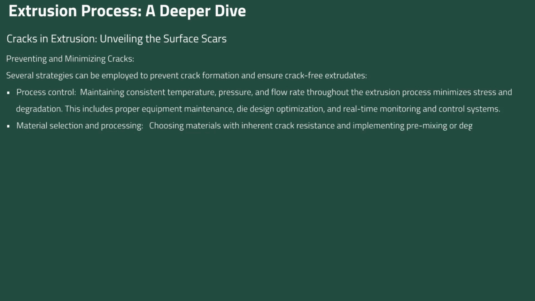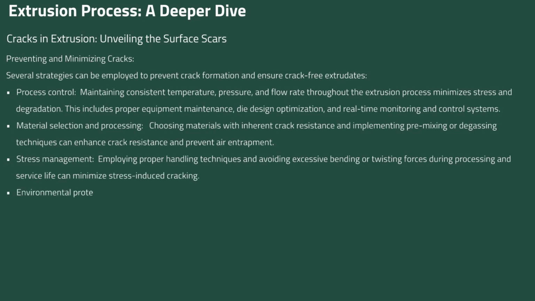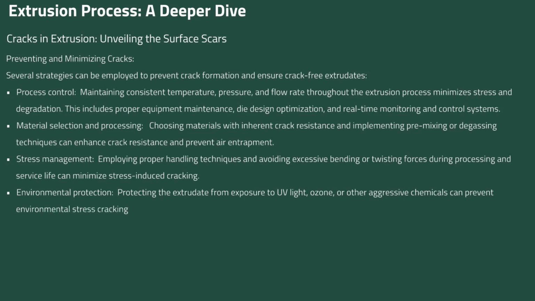Material selection and processing. Choosing materials with inherent crack resistance and implementing premixing or degassing techniques can enhance crack resistance and prevent air entrapment. Stress management. Employing proper handling techniques and avoiding excessive bending or twisting forces during processing and service life can minimize stress-induced cracking. Environmental protection. Protecting the extrudate from exposure to UV light, ozone, or other aggressive chemicals can prevent environmental stress cracking.